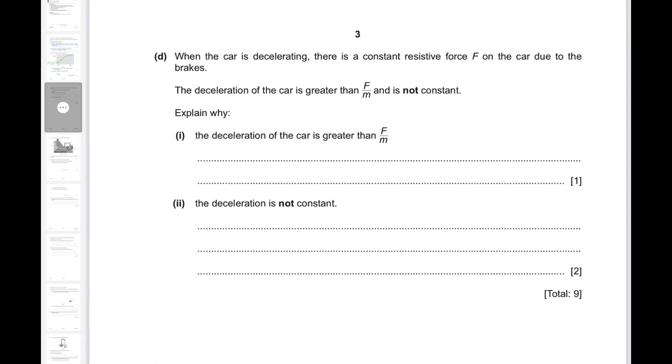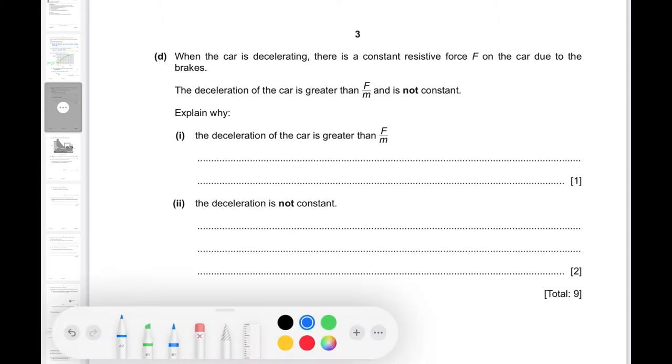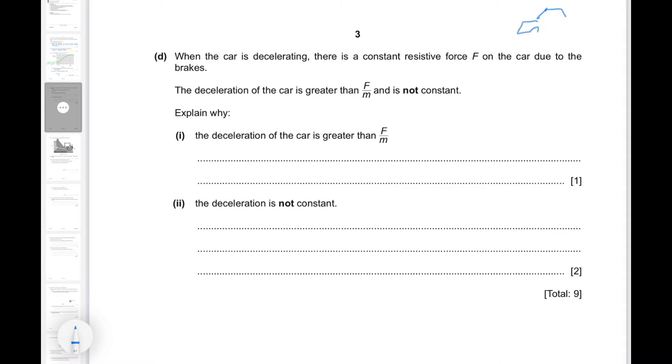D. When the car is decelerating, there is a constant resistive force on the car due to the brakes. Let me just draw this car. Here we've got the car, and there's going to be a resistive force F which acts in the opposite direction to the motion of the car, which let's say is to the right-hand side. The deceleration of the car is greater than F divided by m, which is the mass of the car, and it's not constant. Explain why the deceleration of the car is greater than F divided by m.